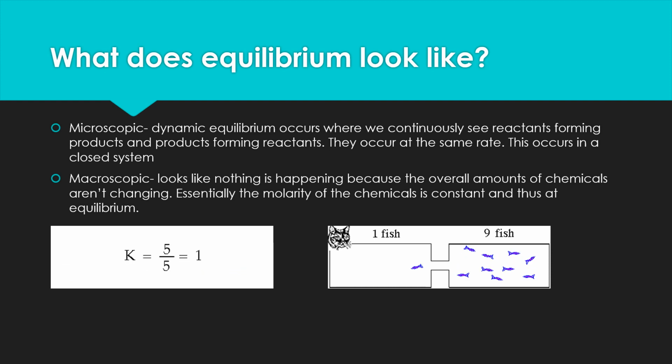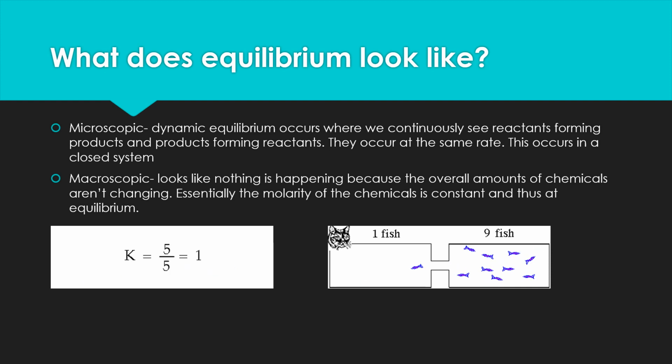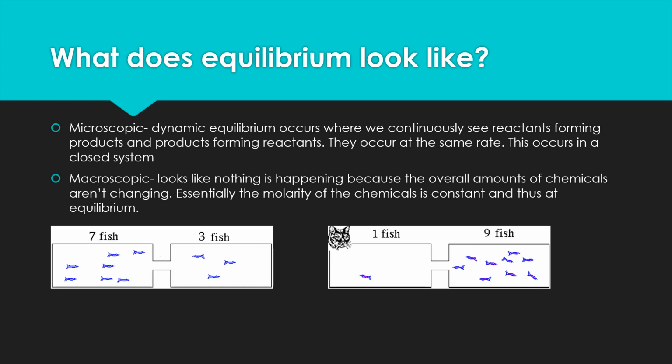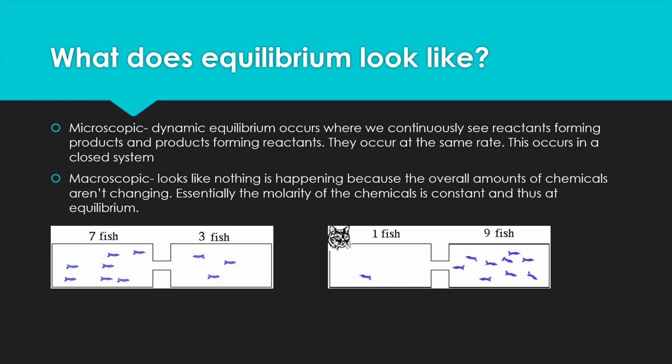So we're seeing that the amount of chemical, or amount of fish in this case, is not changing over time. So the amount of fish going from the left side to the right side is the same as the amount of fish going from the right side to the left side. One of them is exchanging back and forth, so it's occurring at the same rate. So the amount of chemicals, the concentration of chemical, or fish in this case, does not change. We have reached an equilibrium.